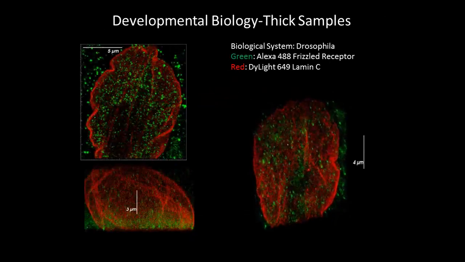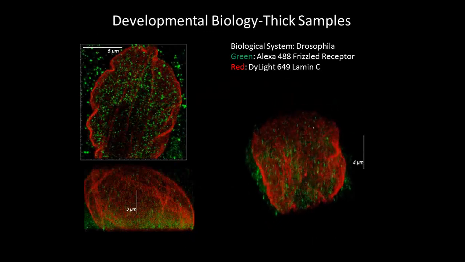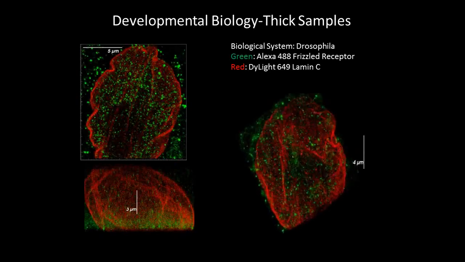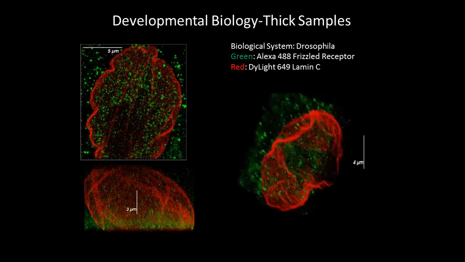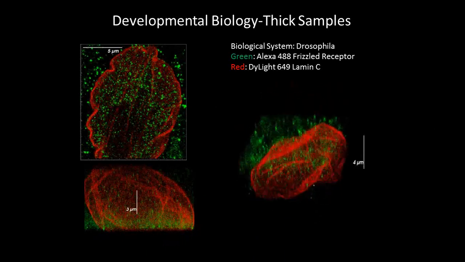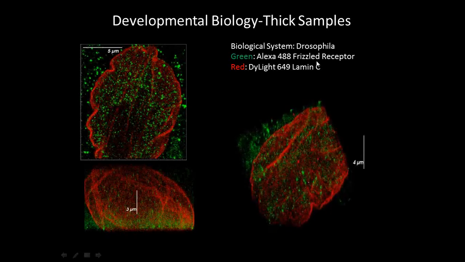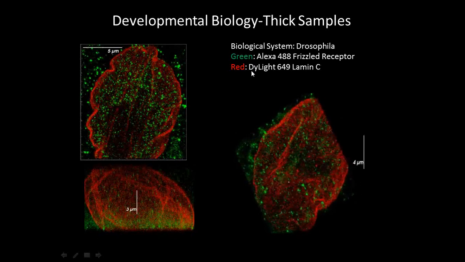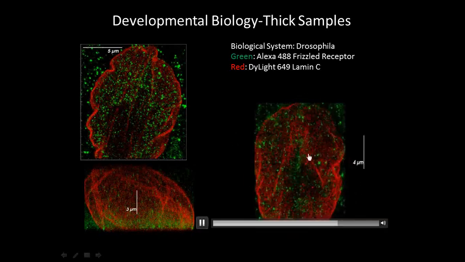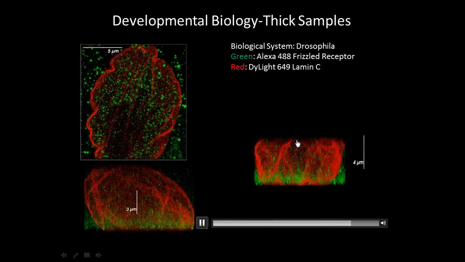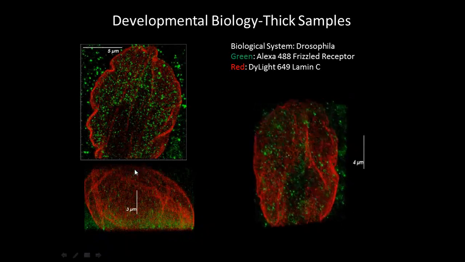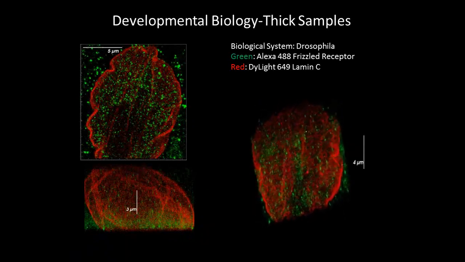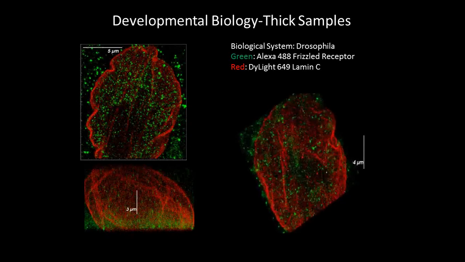Now coming to thicker samples. This is an image courtesy of Dr. Sean Speiser at Oregon Health and Science University. This is looking at a whole mount of Drosophila larvae. The green is labeled with the Frizzled receptor, and the red is DyLight 649, labeling the intermediate filaments. This is about a 6 micron thick stack, with 0.4 micron Z-step sizes that we took.